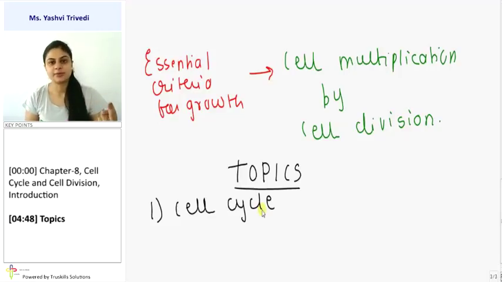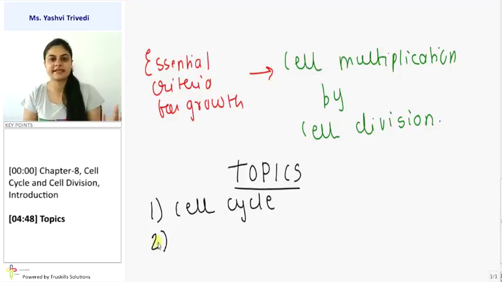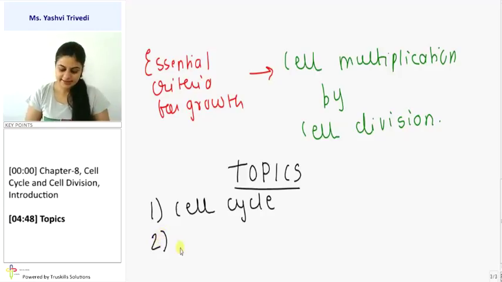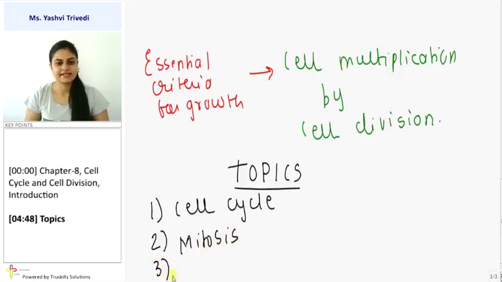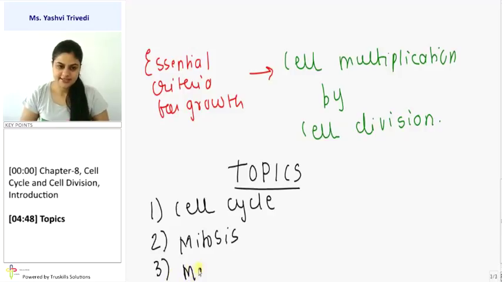And the next two are the processes of division. One is the division which maintains the number of chromosomes. Whatever number of chromosomes are there in the parent cell will be maintained as it is in the daughter cells. The number will be the same in all the daughter cells. That is called mitosis. And the next is the process in which the number of chromosomes in the parent cell is halved, and half the number of chromosomes is distributed into each daughter cell. That process is called meiosis.